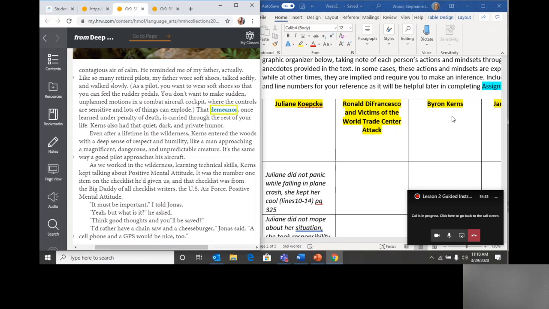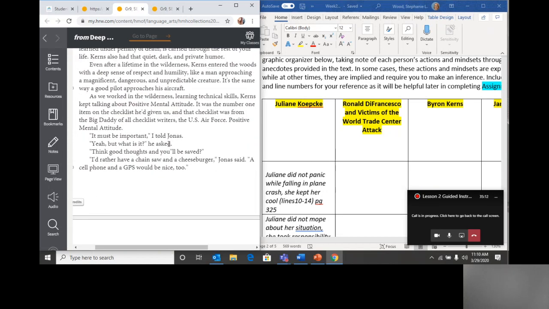So we've read quite a bit about Byron Kearns in these last couple of pages. I want you to think about any actions or mindsets that he might have that would lead to his survival success. So take a minute to copy those down.